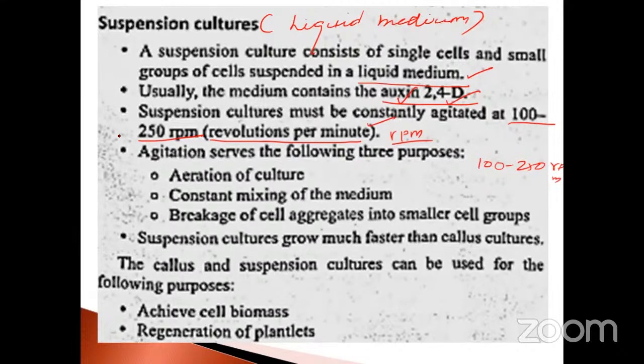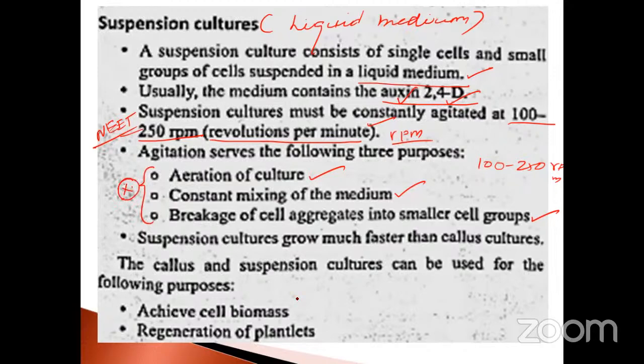Don't forget, my dear student, this is a NEET question. What is the meaning of the expansion of RPM? Agitation serves the following three purposes. Aeration of the culture, that is also very, very important. Constant mixing of the medium, that is another one. Breakage of cell aggregates into small cell groups. So these are the three important processes also done by rotation per minute.